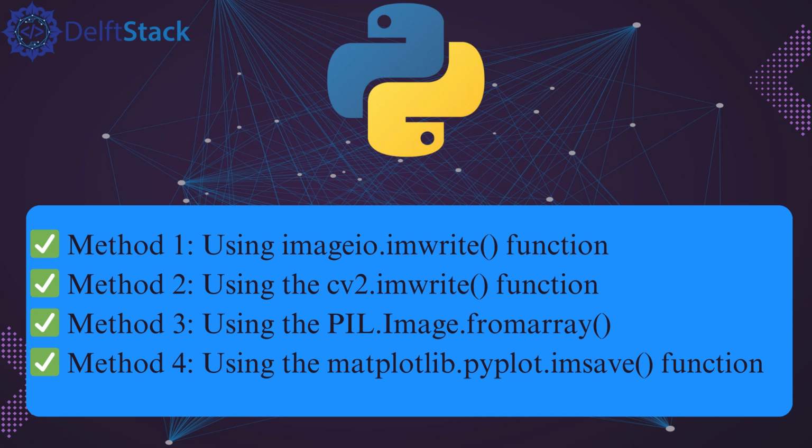First, we will use the imageio.imwrite function to save NumPy arrays as image files. Second, we will explore imwrite from OpenCV, which is commonly used for handling images in computer vision tasks. Third, we will use from array function from the PIL library to convert NumPy arrays into images and save them. Finally, we will use imsave function to save an image using matplotlib. Let's get started and explore these methods in detail.